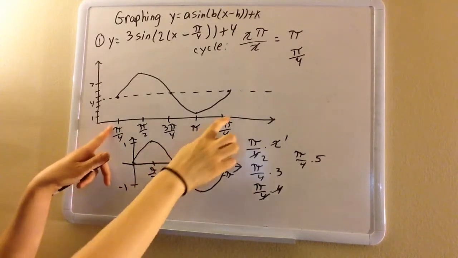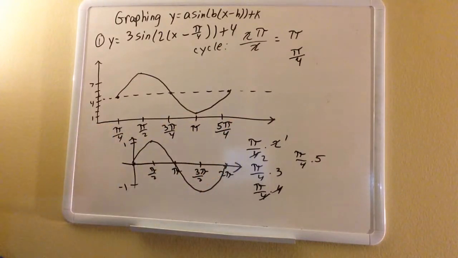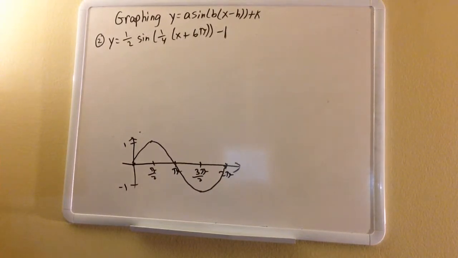So from here to here, that length is just pi. Okay, so I'm going to give you another example. All right, here's our next example. So with our next example, same type of idea. We want to plan everything out before we draw out our axes.